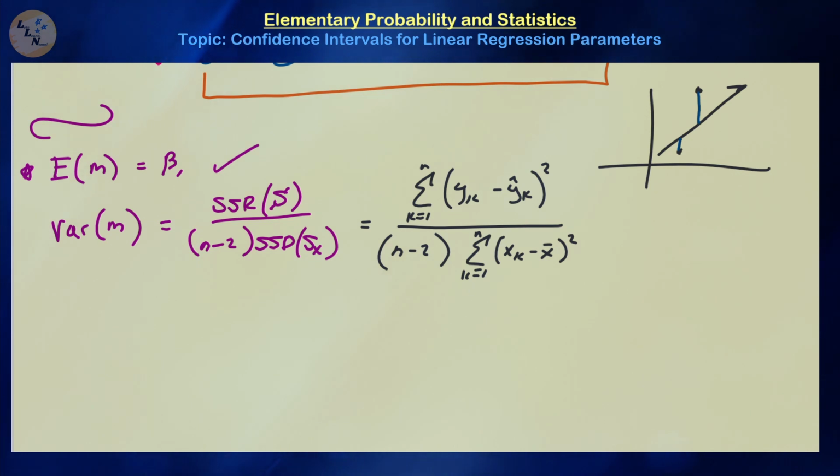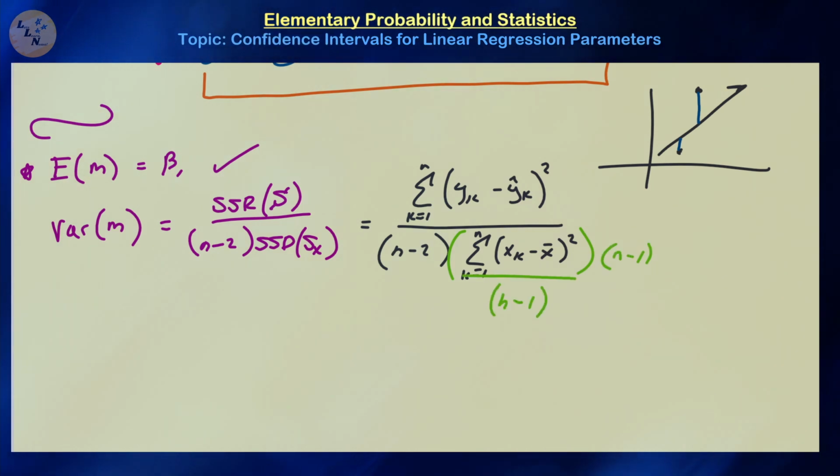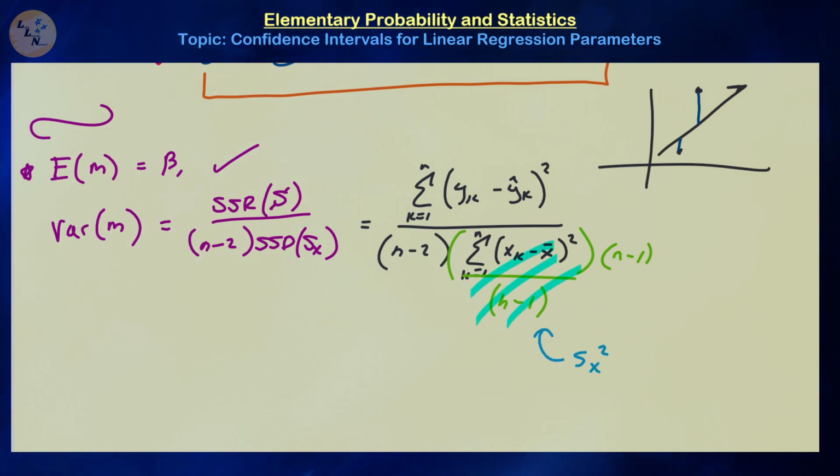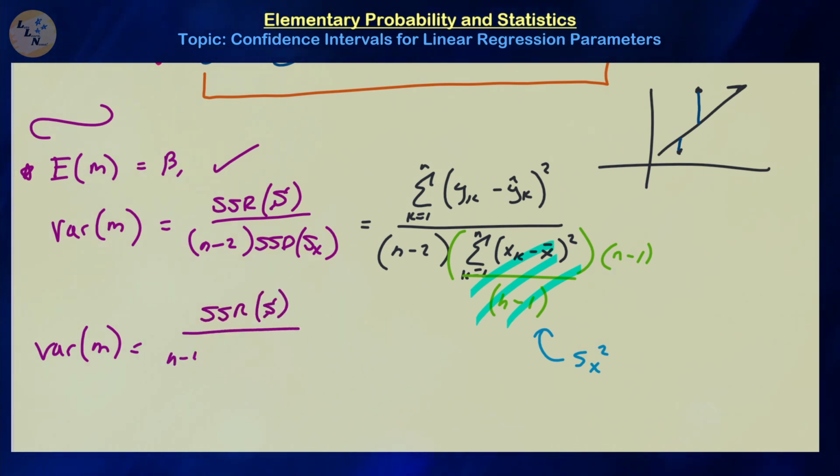Now keep in mind we usually don't like calculating the sum of squared differences for x. So what we can do is multiply top and bottom of this equation by n minus 1, and then we can treat this expression as the variance of x. That gives us a nicer representation for the variance of m. So the variance of m can be rewritten as the sum of squared residuals for S divided by n minus 1 times n minus 2 times the variance of x.